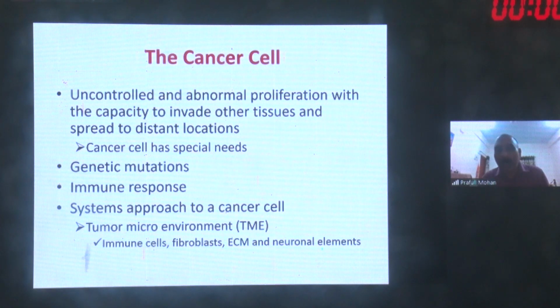So it's a part of a microenvironment around it which contains a lot of things, but essentially it contains immune cells, fibroblasts, extracellular matrix, and neural elements also. So it's a dynamic relationship between the cancer cell and the environment around it. So there will be targets inside the cell, and there will be targets outside the cell also. And as we go along, we are trying to tackle or identify targets outside the cell.